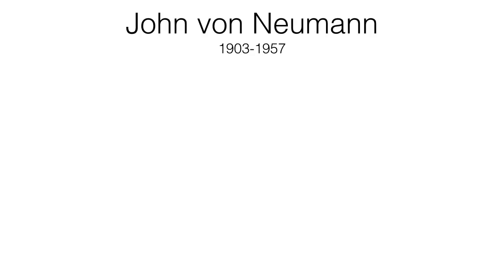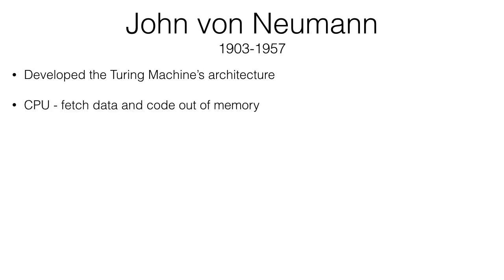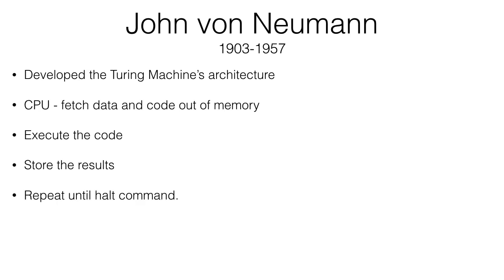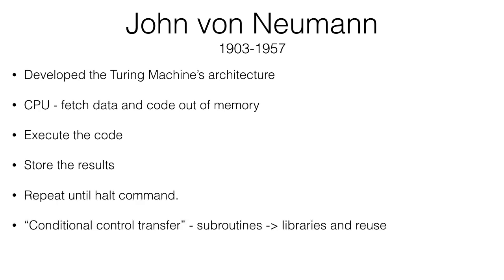So then, John von Neumann actually took Turing's concepts and developed it into an architecture. It had a CPU that could fetch data and code out of memory, just like we have today. It can execute the code, just like we have today. It can store the results, just like today. And it would continue until it got a halt command, just like today. Now, he called subroutines conditional control transfer. And those are the libraries and set us up for reuse.